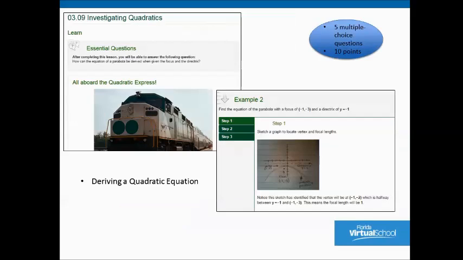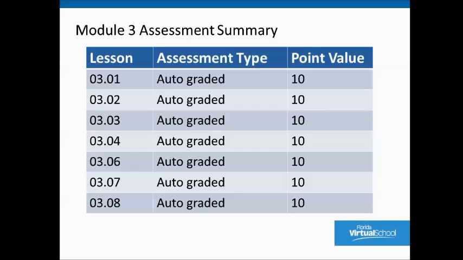3.09, they do a little bit more investigating with quadratics. They actually derive a quadratic equation. The assessment is 5 multiple choice questions worth 10 points. The assessment summary: everything in this module is auto-graded.